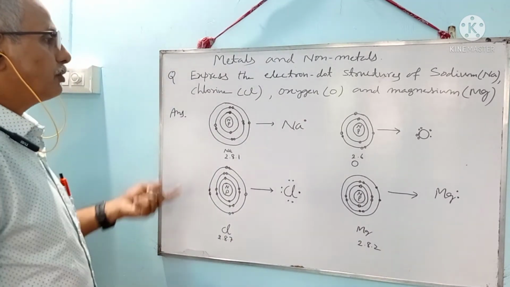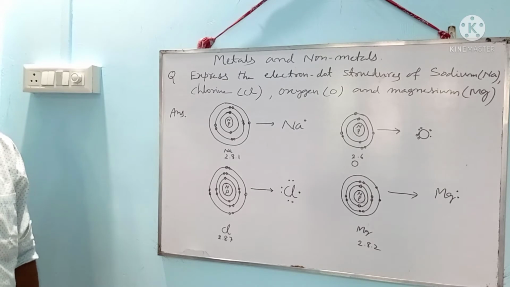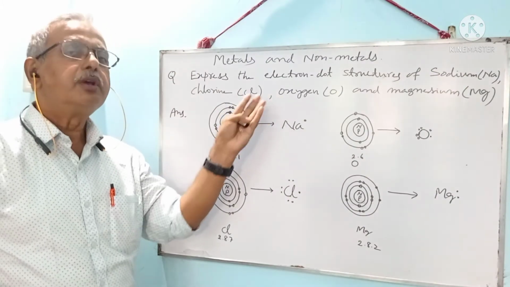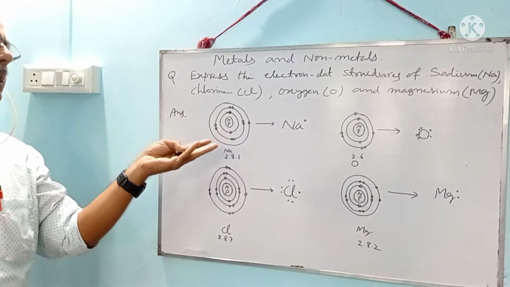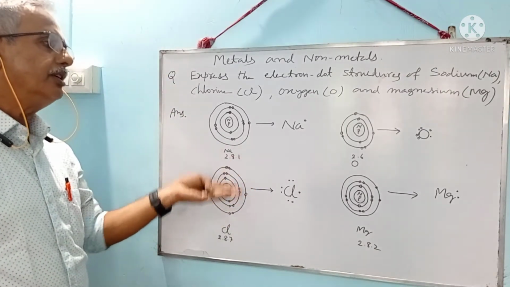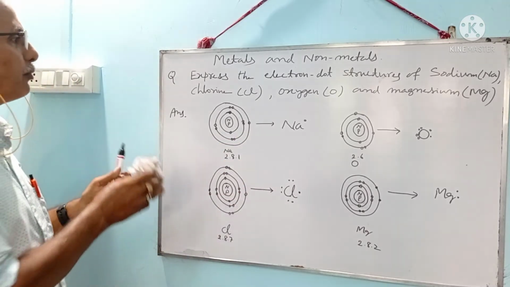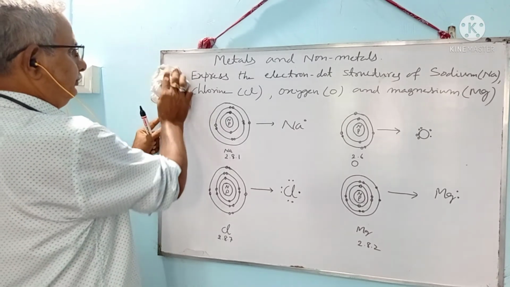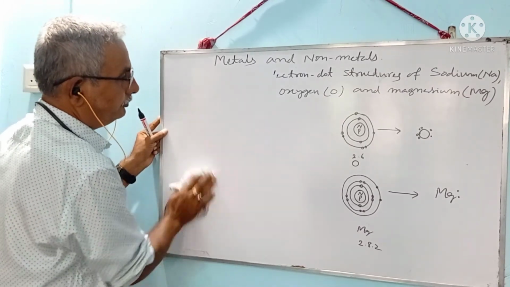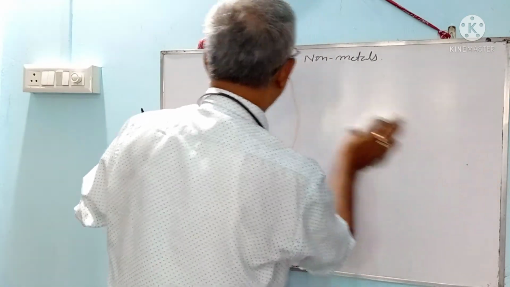In this way, I have written the electron dot structure for all 4 elements. In the examination, it is not certain that only these 4 elements will come. Some more elements may come, and if you know the atomic number of the elements, you can easily draw their electron dot structure. Dear friends, now I am going to rub it down. After that, we are going to show the formation of sodium chloride.